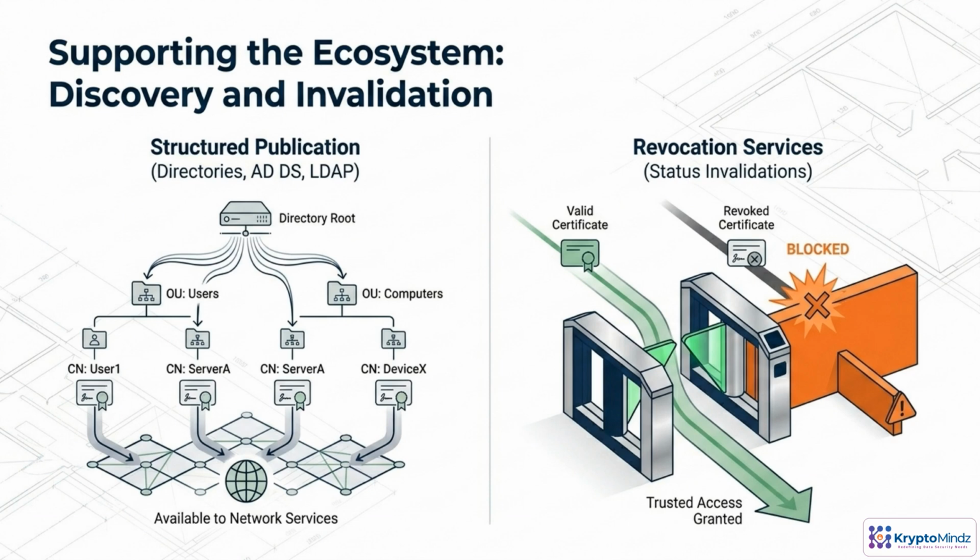For PKI to be useful, other systems must be able to find certificates and check whether they're still valid. Discovery is enabled through structured publication. Certificates, and often CRLs, are pushed into predictable directory locations, like Active Directory or LDAP. That lets applications automatically look up the right certificate for a user, server, or device, instead of hard-coding keys or copying files around. Invalidation is managed through revocation services. You can think of each TLS or smart card check as passing through a turnstile. A valid, non-revoked certificate is waved through, a revoked one is blocked on the spot. Publication and revocation together keep trust both scalable and reversible.